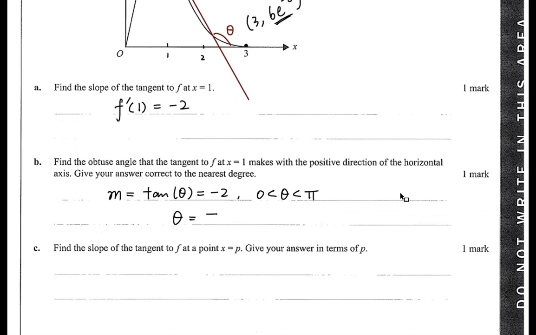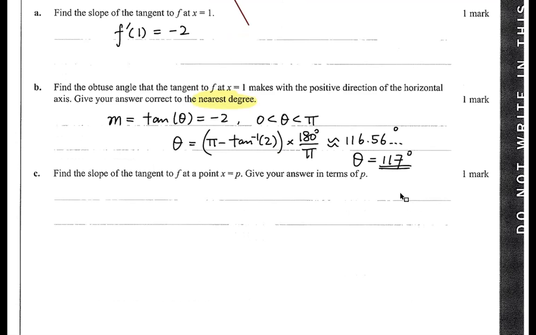Let's say pi minus tangent inverse 2, multiplied by 180 degrees divided by pi, which is 116.56 degrees. So theta equals 117 degrees, correct to the nearest degree.